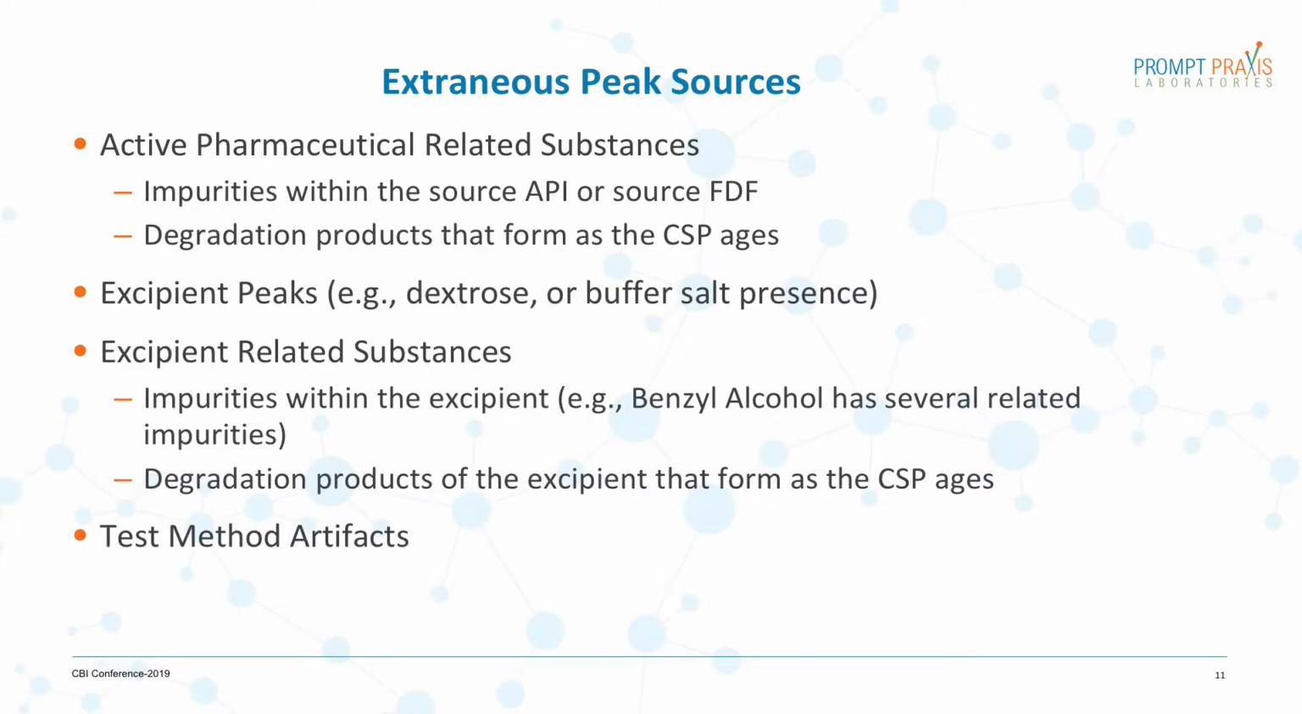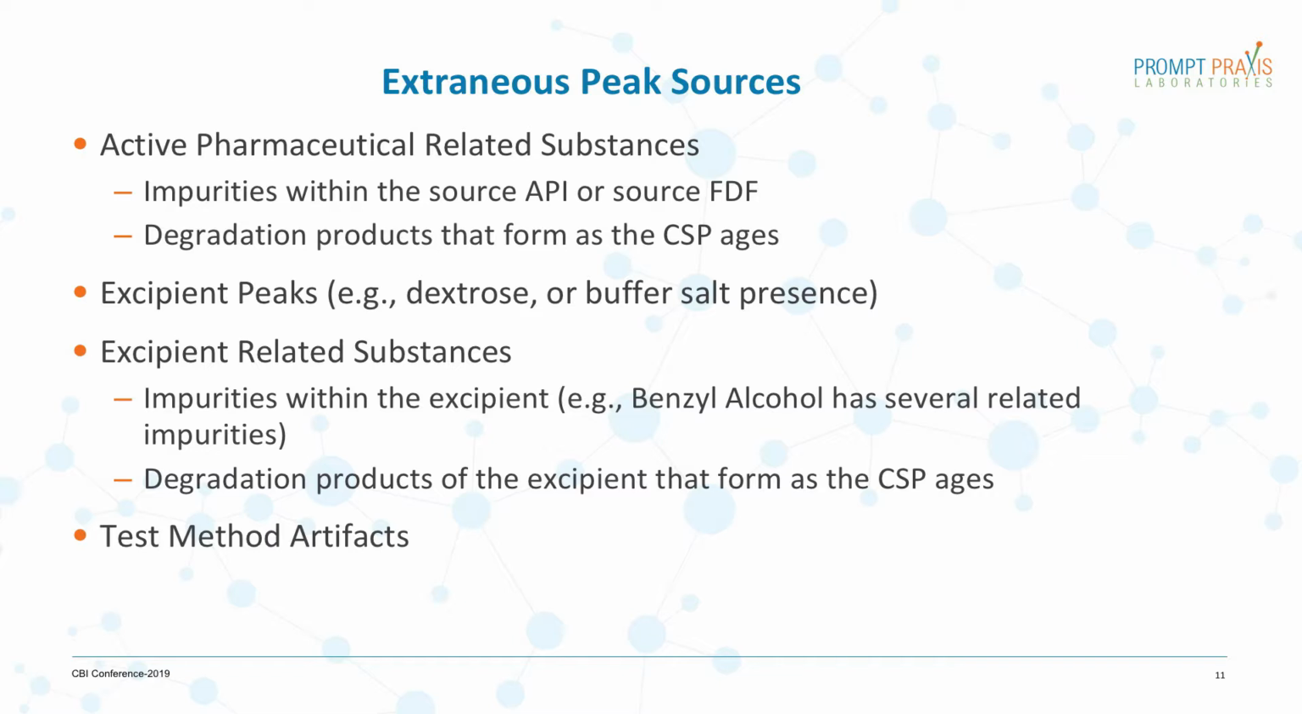So another parameter that we often see is excipient peaks. You need to understand and know where your excipient peaks are in your chromatograms. And excipients may also present with related substances. And benzyl alcohol is notorious, and I'll show you a chromatogram of just benzyl alcohol after a bit. And again, if benzyl alcohol is a preservative in the CSP that you're creating, it also may have components that grow or change during the aging of that product. And so you have to have a knowledge of that as well.